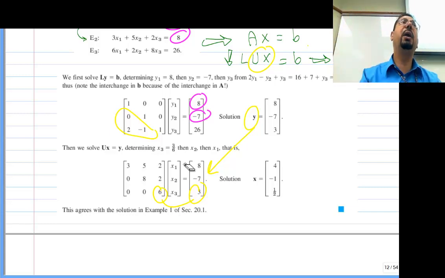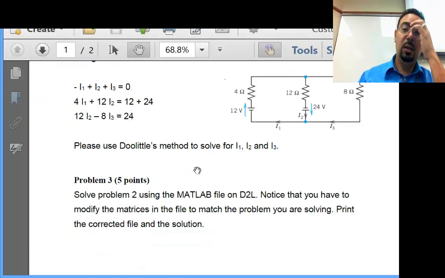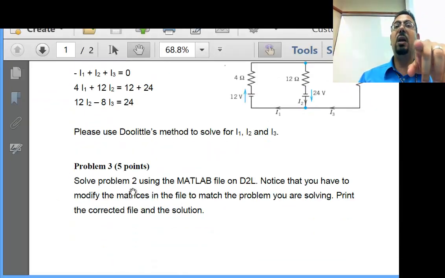So you will do this by hand at home. Alright? And then he basically said to use the solve problem 2 using MATLAB file on Desire2Learn notes, and that you have to modify the matrices in the file to match the problem you are solving.